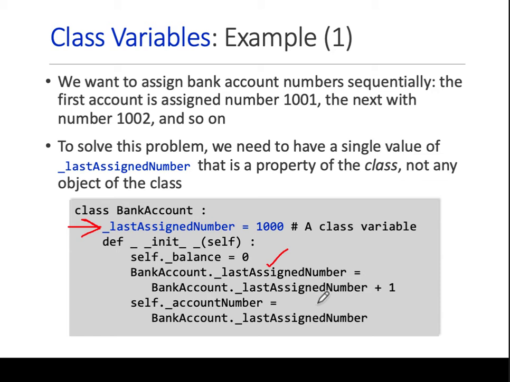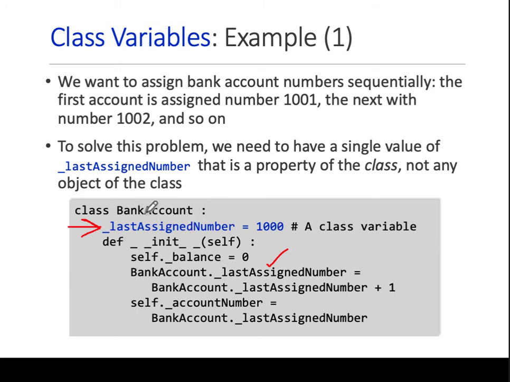So let's say you create an object of this class. What it does, it calls the constructor. It says last assigned number is last assigned number plus one. So this last assigned number becomes 1001, okay? Because this is outside of any method, so it's in the class.